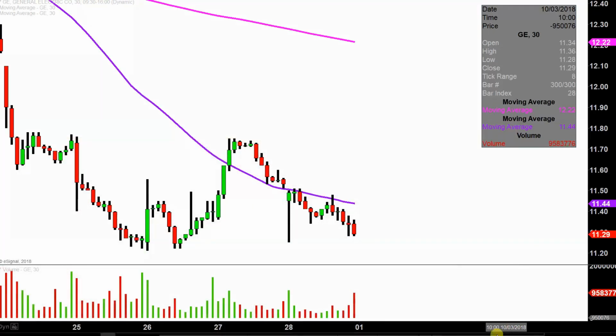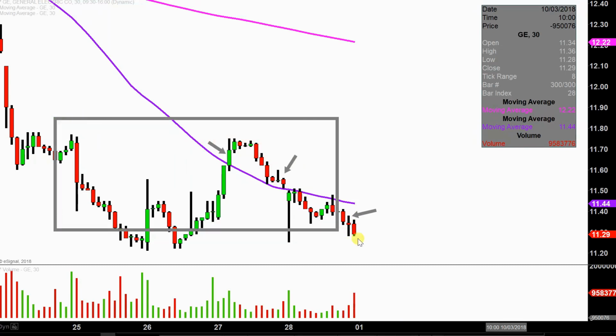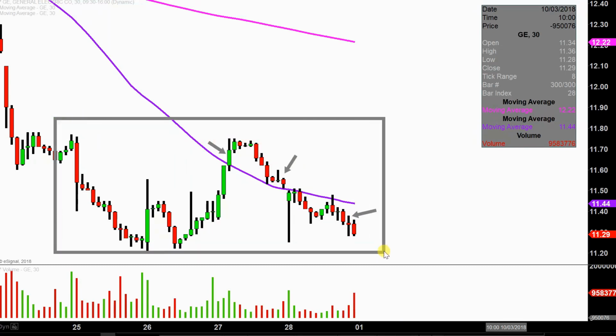Real quick, what do I mean by 30-minute, in case maybe you're new to charts? Instead of each one of these candlesticks representing one day's worth of price action, which is what you would normally see, each one represents 30 minutes. So while this may look like several days' worth of time, it's actually just the past few days broken down into 30-minute time slices.